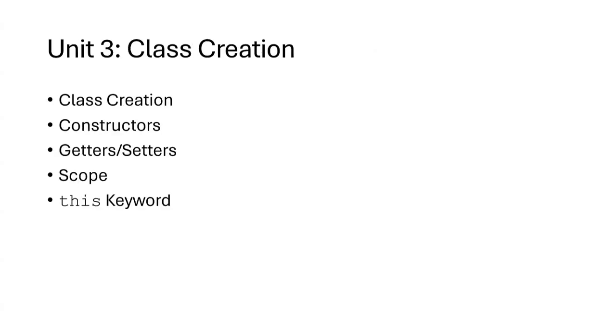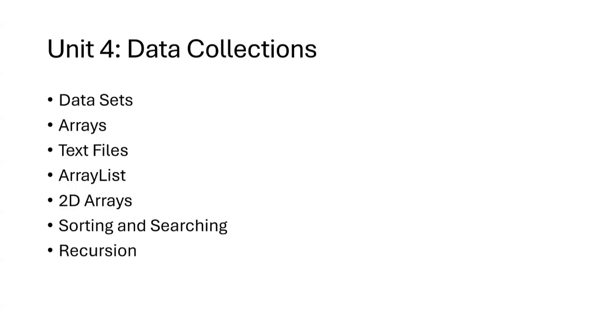And Unit 3 is on class creation. This will be our original Chapter 3 and Chapter 10, including class creation, constructors, data setters, scope, and these keywords. So these are related to the basic classes and objects in our Chapter 10 and Chapter 3. Then Unit 4, the final unit, is on data sets, ArrayList, 2D array, text files, sorting and searching, and recursion. These are our original Chapters 7, 8, 9, and 17, 18. So we will combine them into Unit 4.